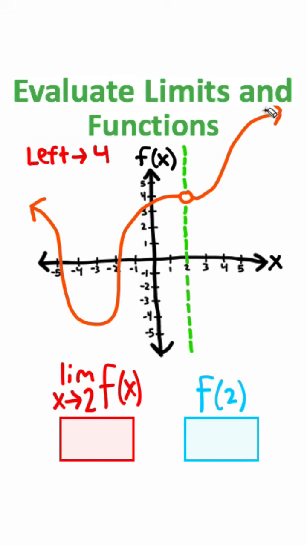Now let's evaluate it from the right side. So we'll start up here, and we'll just follow our curve until we get to 2. We get to 2 right here, and our output is also at 4. So notice we get 4 when we evaluate the limit from both sides. Since the two sides agree, that means our limit exists at 4.